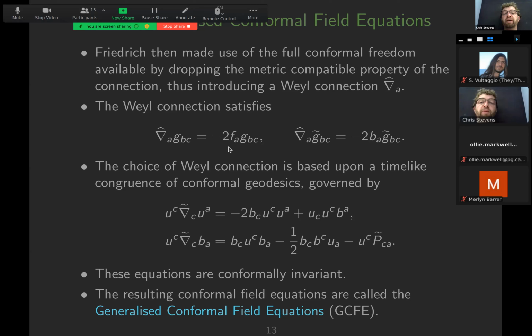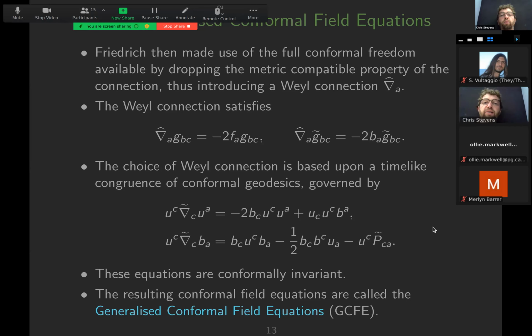But the point is that choosing a Levi-Civita connection, for example, fixes a metric, which fixes sort of a metric in the conformal class of conformally related metrics. And at the moment, we want to stay away from fixing a particular one and look at the conformal structure as a whole, right? And so this is what Friedrich thought about.